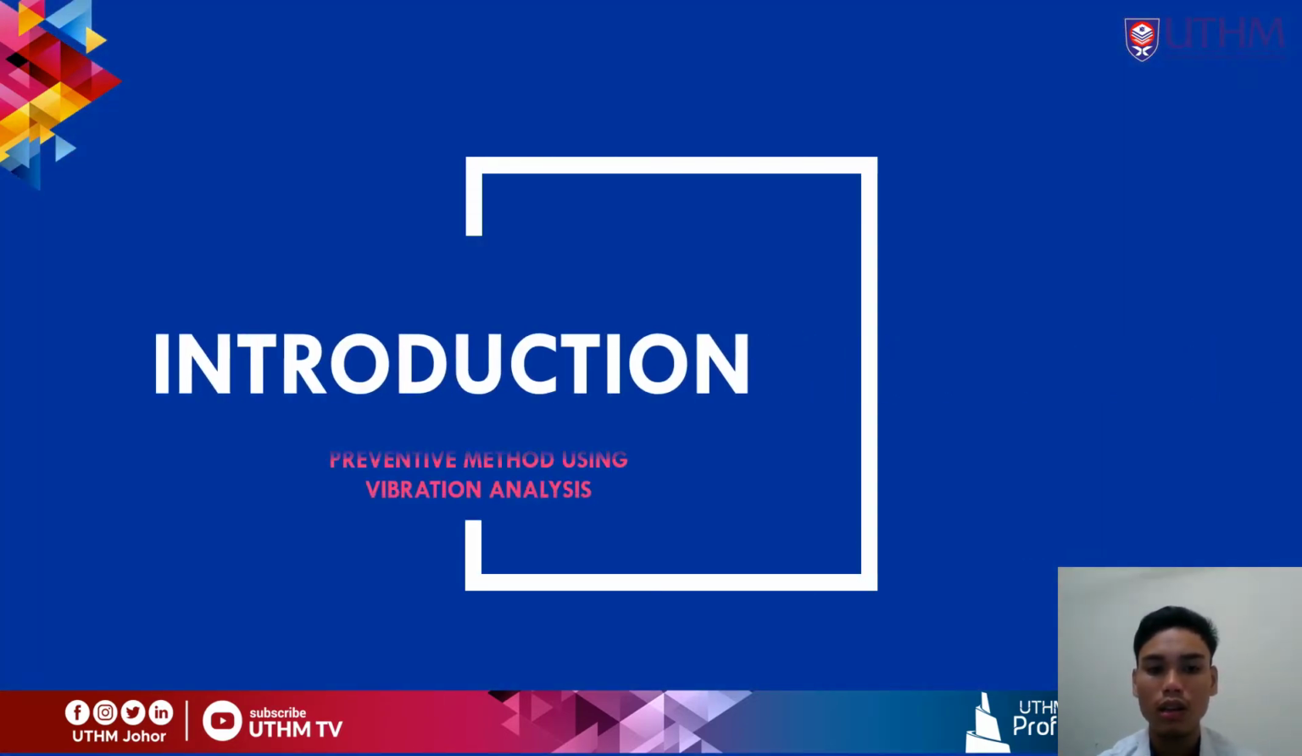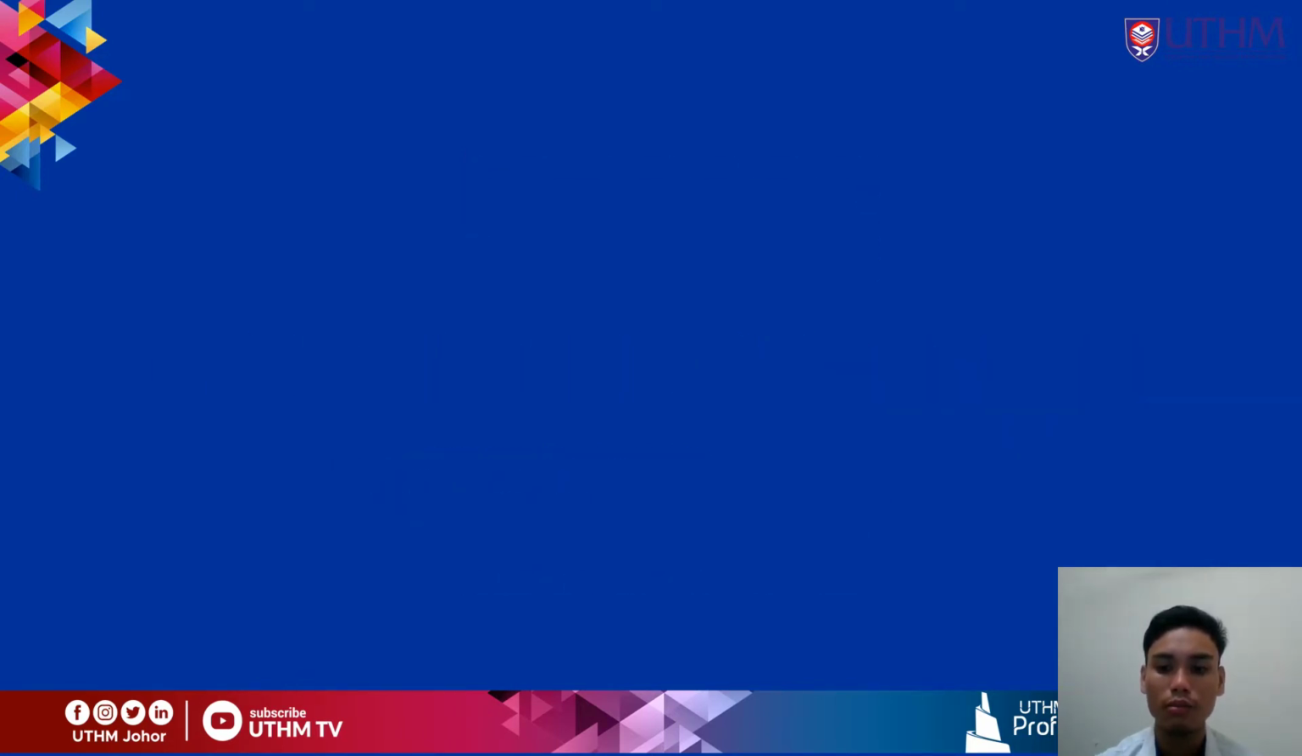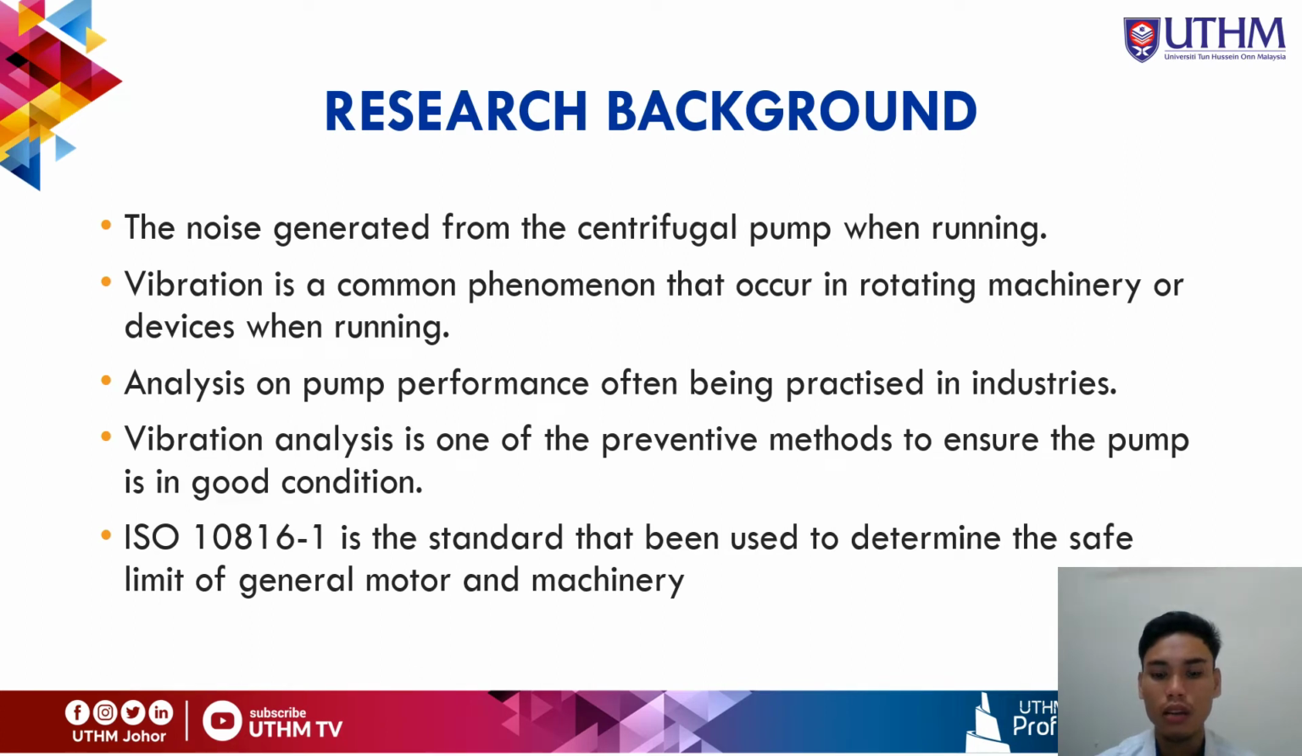The first chapter is the introduction part. The first point in this introduction is the research background. This research is based on the noise generated from the centrifugal pump when running. There are a few factors that generate the noise, and one of them is the vibration. Vibration is a common phenomenon that occurs in rotating machinery or devices when running. There is some degree of vibration which is acceptable when the rotating machinery is running.